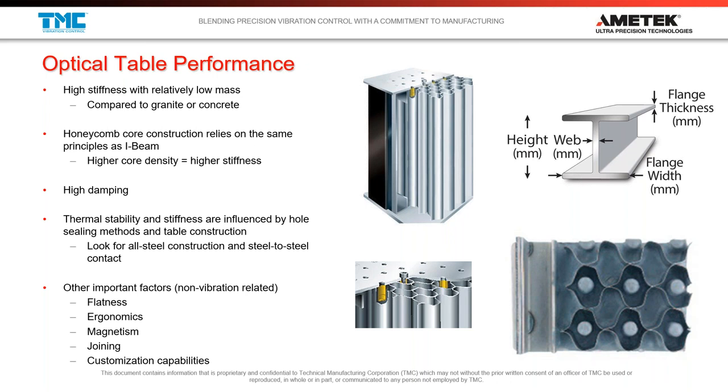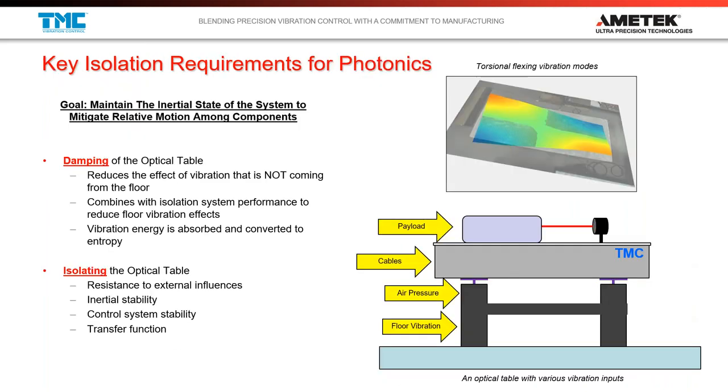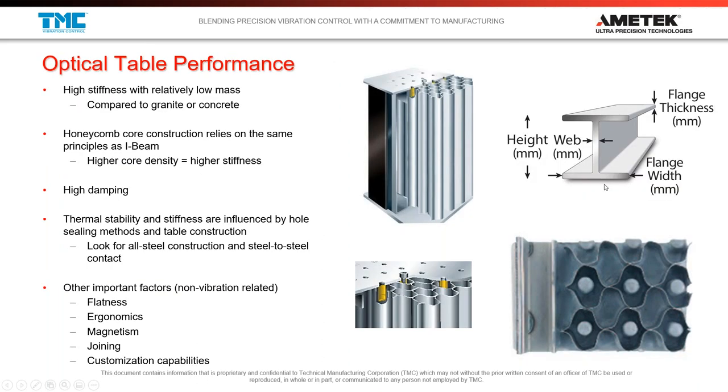When we think about an optical table, what we're really trying to do is create something that has a very high level of stiffness with relatively low mass. And I showed a photo before of this torsional flexing, which is an example of a vibrational mode that you can see in a table, which I'll talk about a lot more in a later slide. But to combat that flexing and those vibrational modes, you really want a high level of stiffness, but you also want low mass.